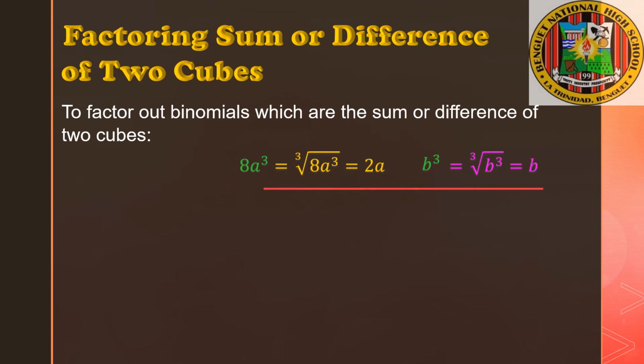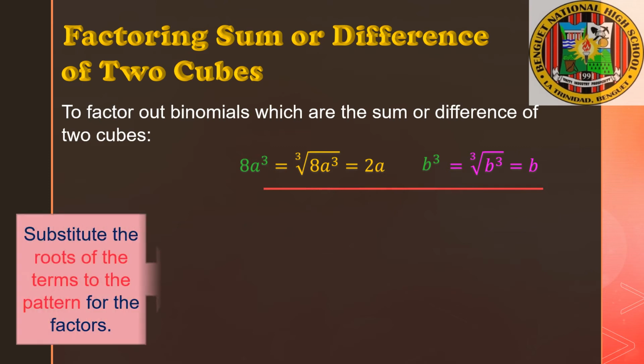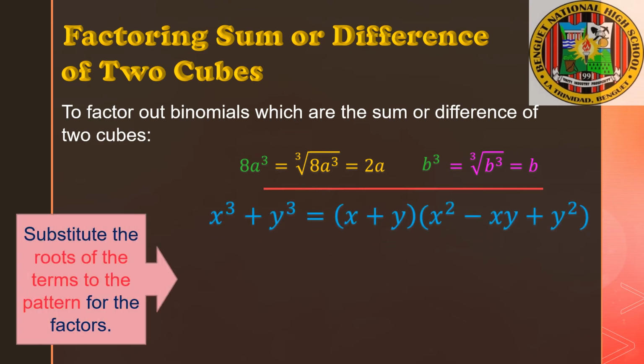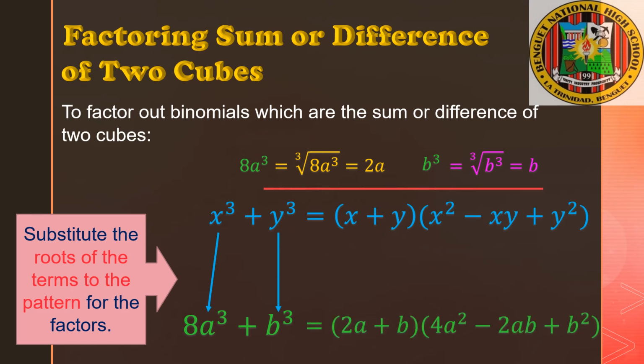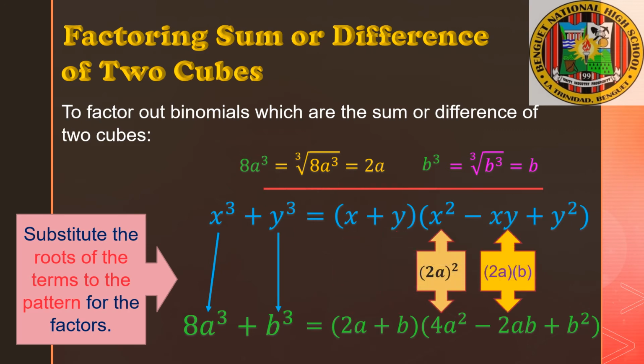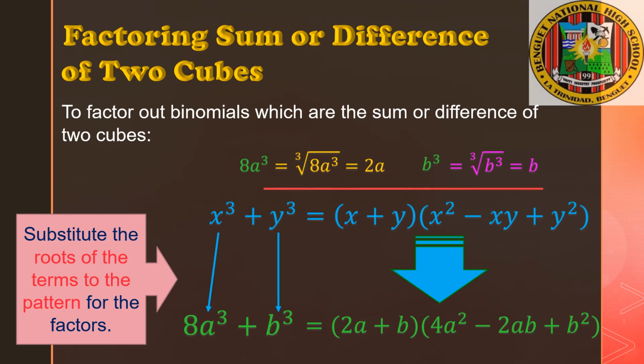Now that we know the roots of the terms of the binomial, we substitute these roots to the pattern for the factors. Thus, we have 8a cubed plus b cubed, which is equal to the quantity 2a plus b times the quantity 4a squared minus 2ab plus b squared. Did you follow the lesson? Good job if you did.